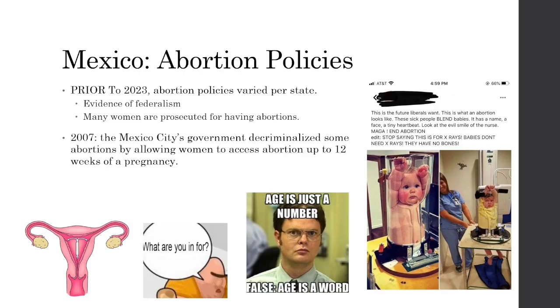In 2007, Mexico's government decriminalized some abortions. So this is where those 2 states allowed abortions up to 12 weeks of pregnancy. So not the full term. And then in 2023, the Supreme Court ruled that prohibiting abortion was unconstitutional. So now abortion, to an extent, is allowed within every state within Mexico.